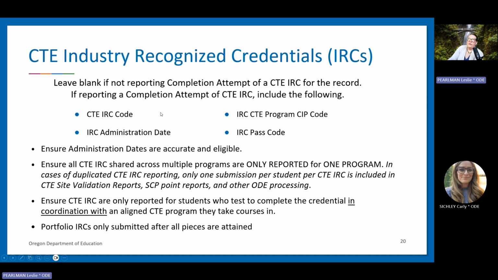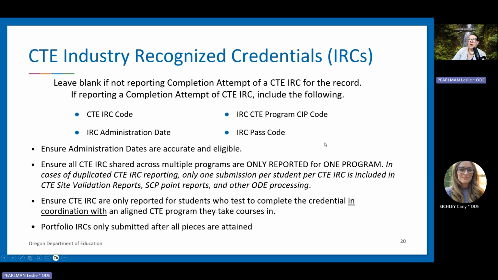For the IRC, you're going to leave this blank if you're not reporting a completion attempt of an IRC for the record. If you are completing an attempt of a CTE IRC, you will need to include the code, the administration date, the program, the zip code, and the passcode. The code is indicating the specific IRC, and the zip code is tying that IRC to your program. You want to ensure that the administration dates are accurate and eligible.